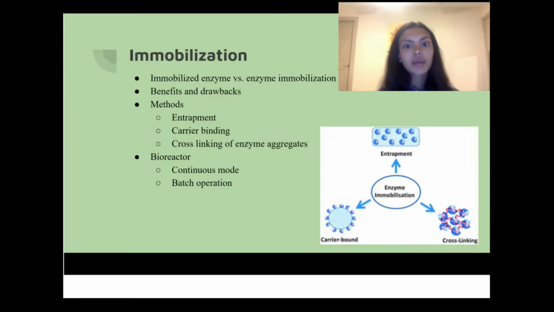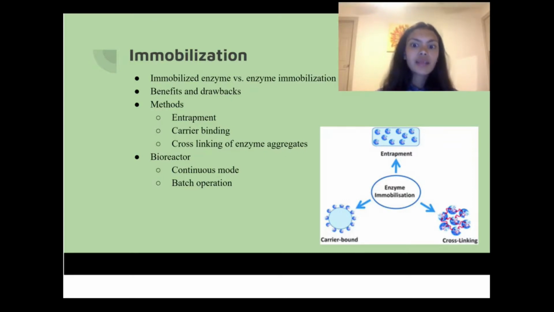Some of the drawbacks that were listed include that the enzyme can lose activity during immobilization, and that depending on the method of immobilization used, it can be quite expensive. The three main methods of immobilization that were discussed in the article include entrapment, carrier binding, and cross-linking.